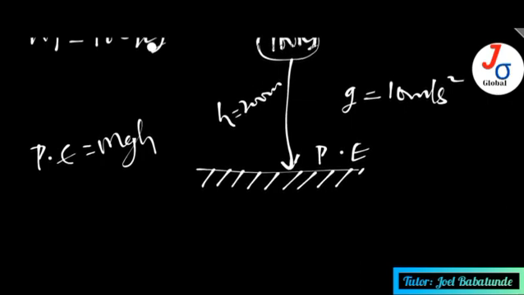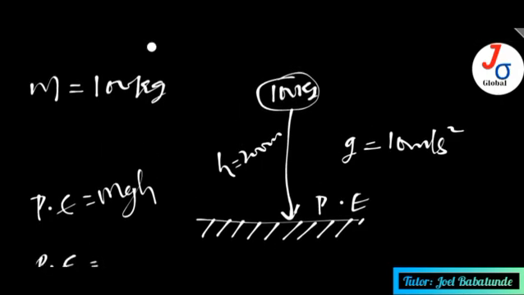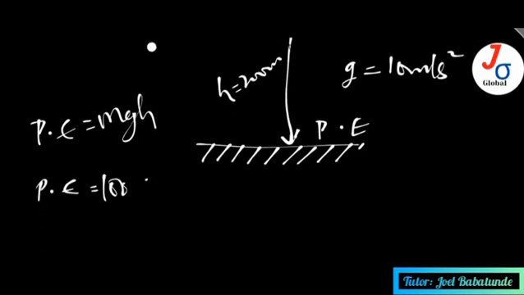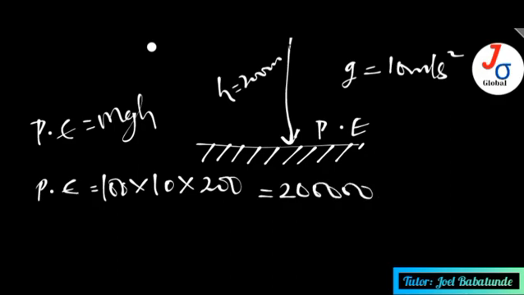Then we'd want to use this formula, and potential energy becomes, what's our mass? Our mass is 100 kg. That's 100 multiplied by, what's our g? 10. Then our height is 200 meters. Of course, potential energy has to be, how many zeros? 1, 2, 3, 4, 5 zeros. That's about 200,000 joules. And of course, we can write that as 200 kilojoules. Okay, so that's the solution to that. Very simple, isn't it? Yep, very simple.